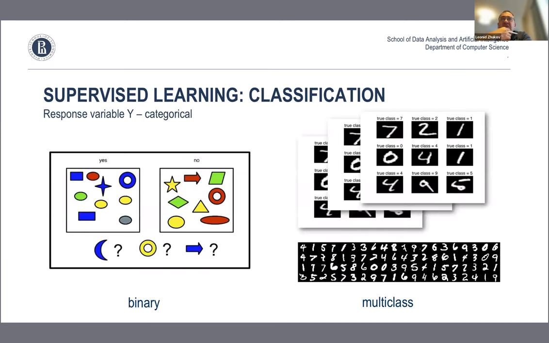If I'm talking about classification, these are different settings here. The response variable is categorical. So we're trying to predict a category of an object. We can have binary categorization, where we try to predict, like on the left picture, to which of those two groups, yes or no, our objects belong.